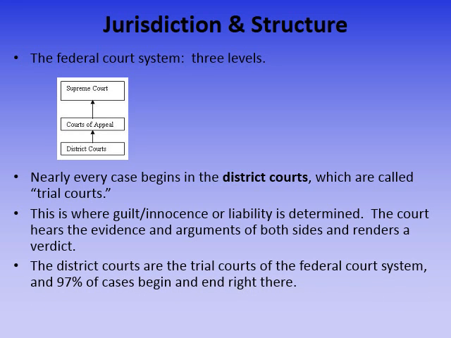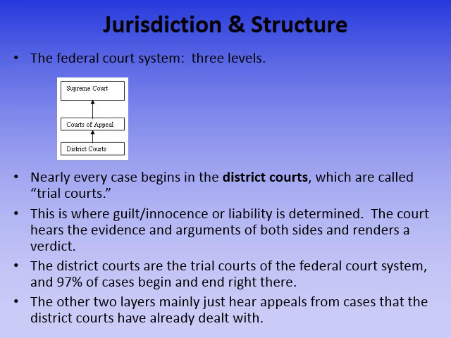The district courts are the trial courts within the federal court system, and 97%, probably, that's not an exact figure, just kind of an idea, of cases begin and end right there and never go on. So most cases are never appealed. Appeals are expensive, they're long, and they're drawn out, and so most cases begin and end right there in the district court. The other two layers mainly just hear appeals from cases that the district courts have already dealt with, and so they'll be using their appellate jurisdiction to review those cases that began in the district courts.